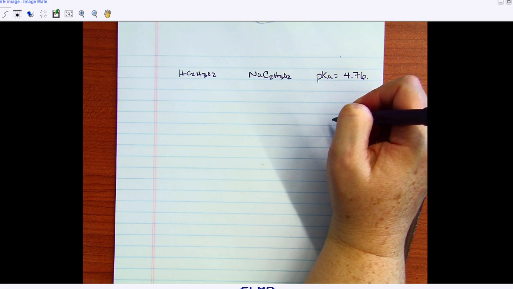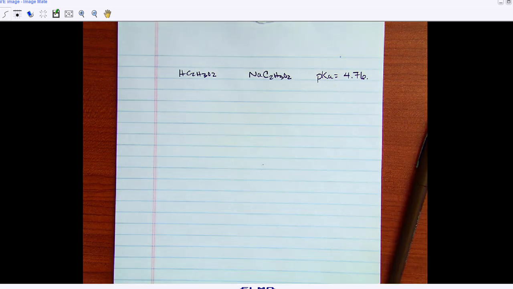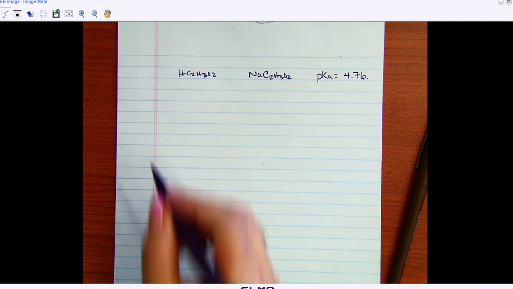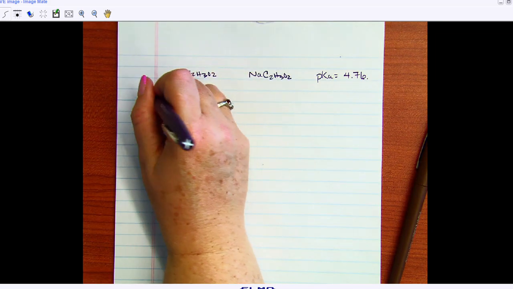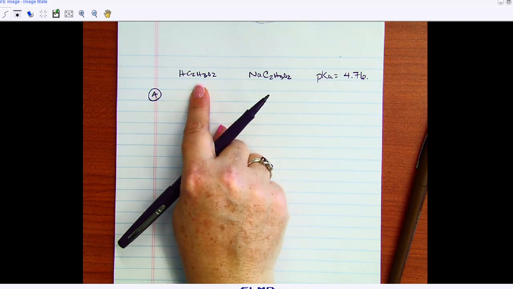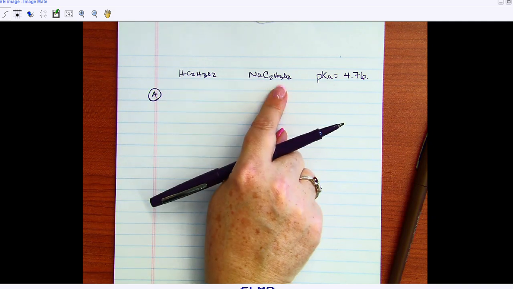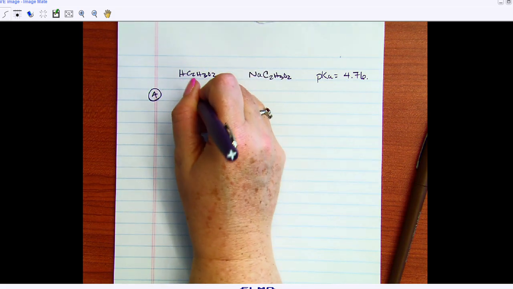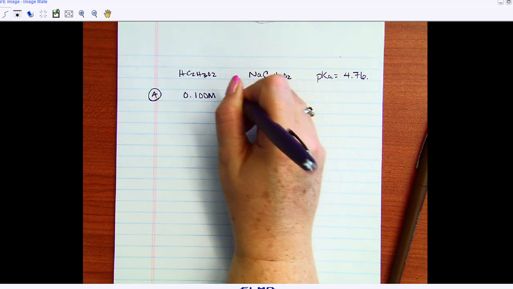Okay, so for this one, let me look at what I just worked so I can make sure I am not redoing some of the ones that I've already done. Okay, they're similar, but they're not exactly the same. Okay, so for our first one, we have buffer A. We have 0.1 molar of each. So I have 0.1 molar of the acetic acid, and I have 0.1 molar of the sodium acetate. So I have 0.100 molar of each.